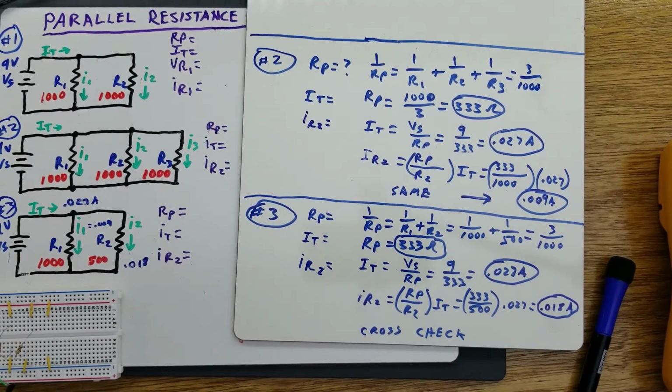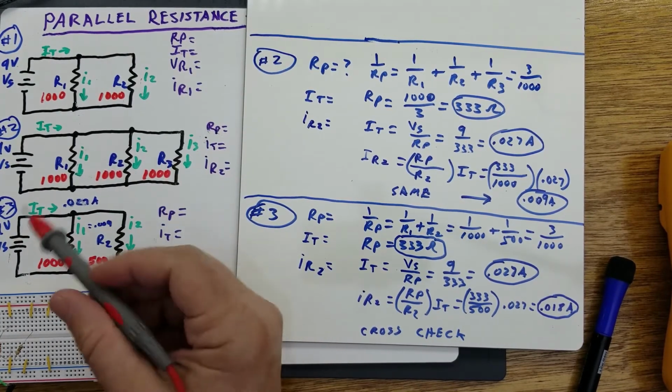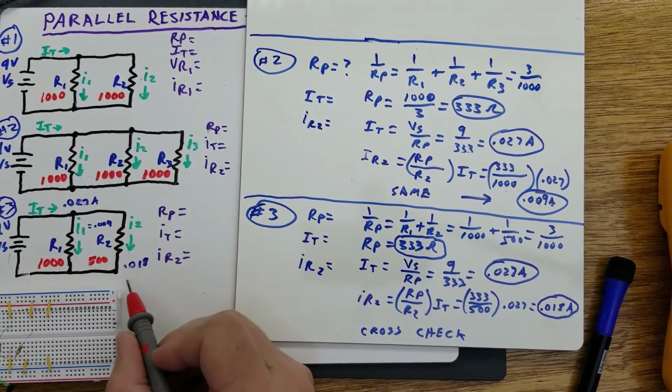So let's go ahead and confirm this in a couple of ways. One of them would be, how would we confirm that we have 0.018 amps going through here? Well, you've got 9 volts. You divide that by 500, and 9 divided by 500 is 0.018.